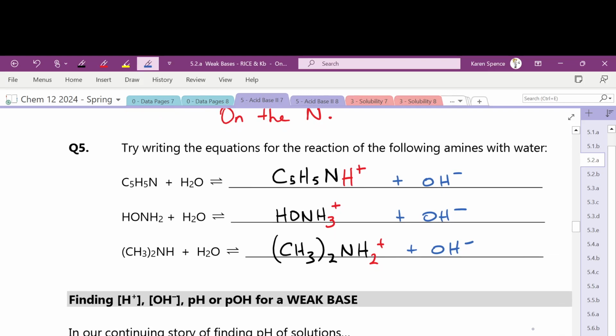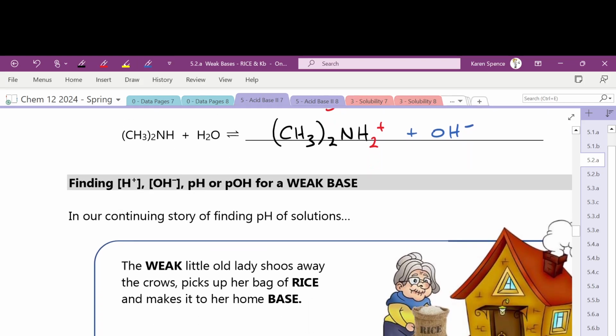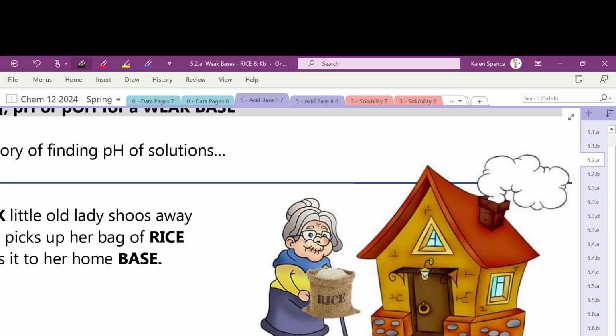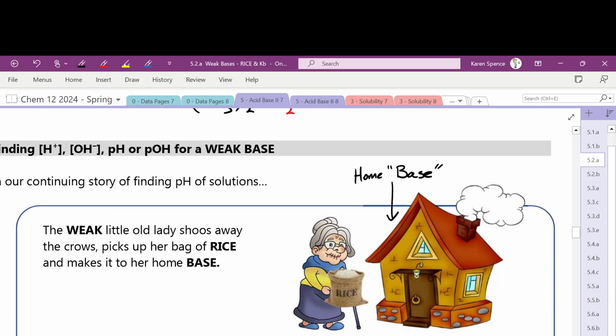Oh my goodness, look who's back. It's our little old lady, and she's still weak. Except that it's not a weak acid this time, so we need something a little bit different. She is going to her home base. And she still has her bag of rice. And she picks up her bag of rice and she makes it to home base.